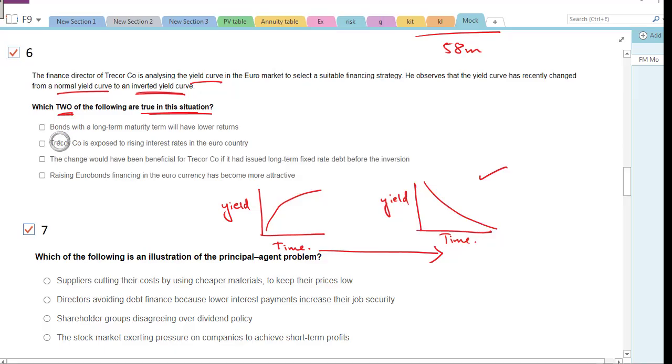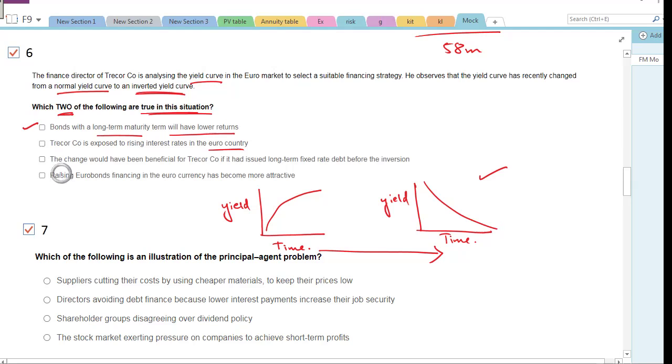Now, the first one says bonds with longer term maturity will have lower returns. Well, yes, this is right. So we got our first right answer. Then it says Tracker is exposed to rising interest rates in the euro country, right? The interest rate is not rising, the interest rate is reducing. So this is wrong. Okay.